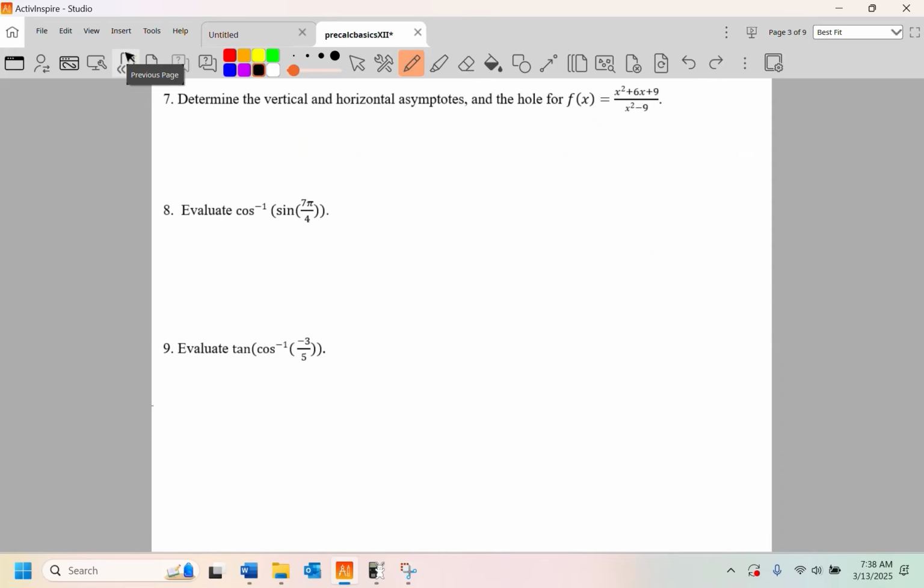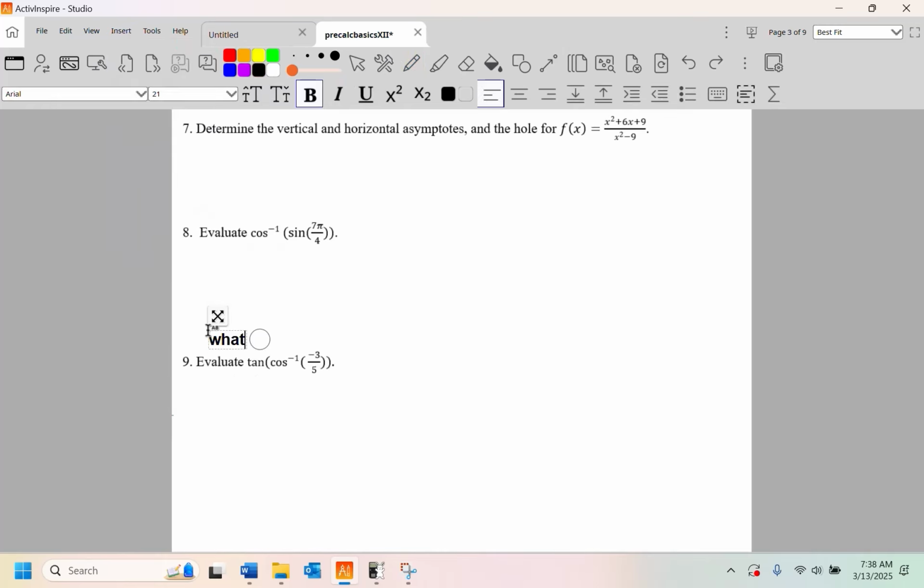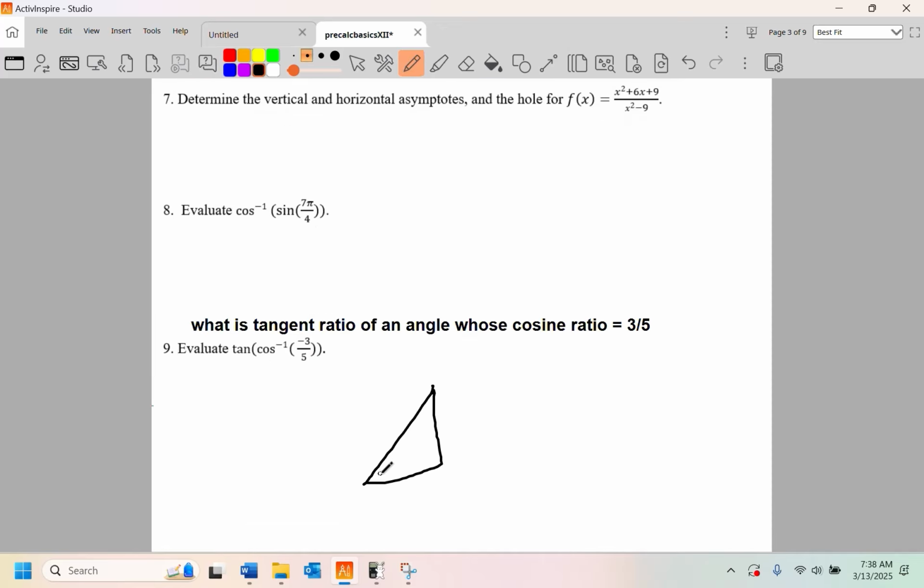Number 9, evaluate the tangent of the arc cosine of 3/5. The very first problem I did was kind of like this one, except it had an x in it. But this is asking, what is the tangent ratio of an angle whose cosine ratio is equal to 3/5? So, what are you going to do? You've got to draw a triangle, and you're just going to put theta in the corner. Notice I always draw these a certain way. I'm actually forming a right angle with the x-axis. It's just the way you do it.